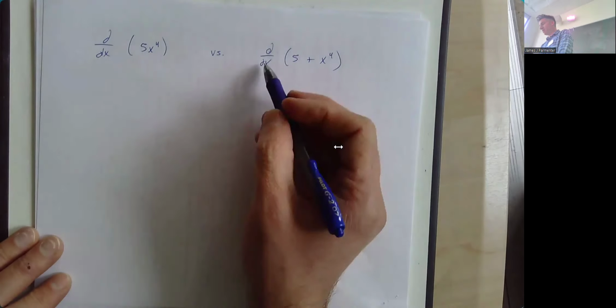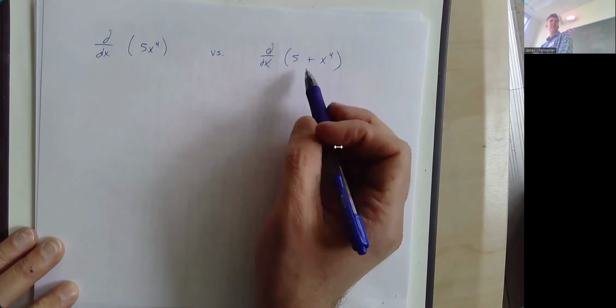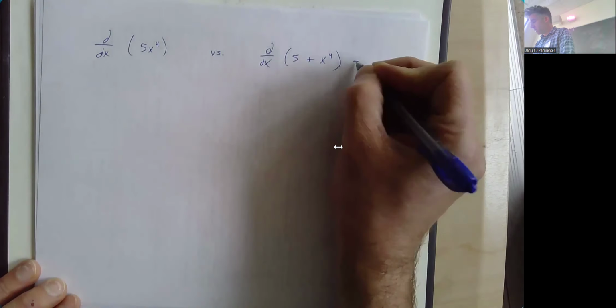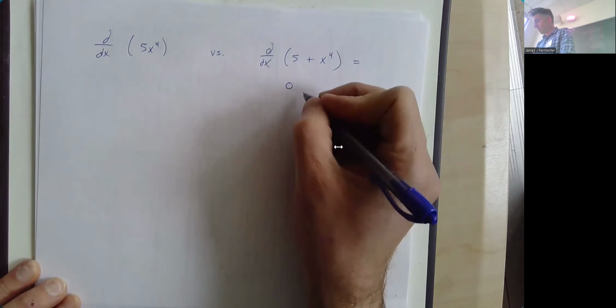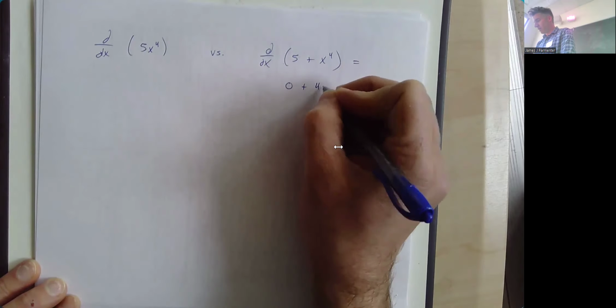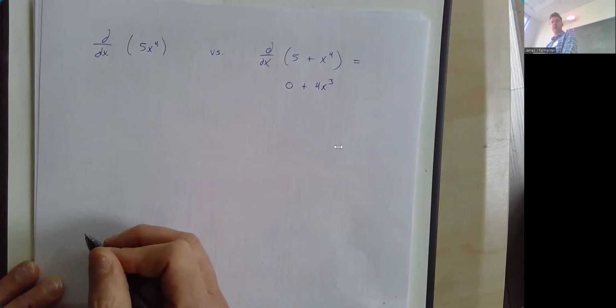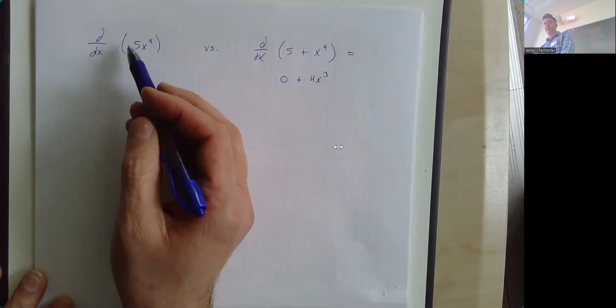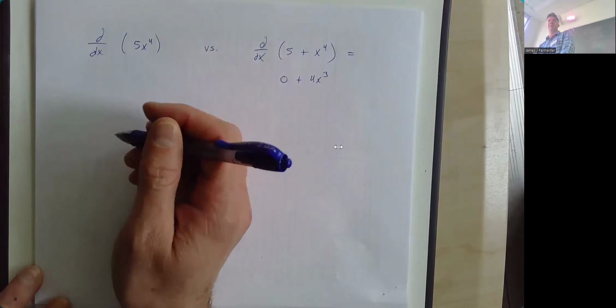The derivative of 5 plus x to the 4th, well, 5 is all on its own here, and the derivative of a constant all by itself is just going to be 0. And then the derivative of x to the 4th is going to be 4x cubed. On the other hand, I bet everybody can tell me that the derivative of 5x to the 4th is what times x to the 3rd?